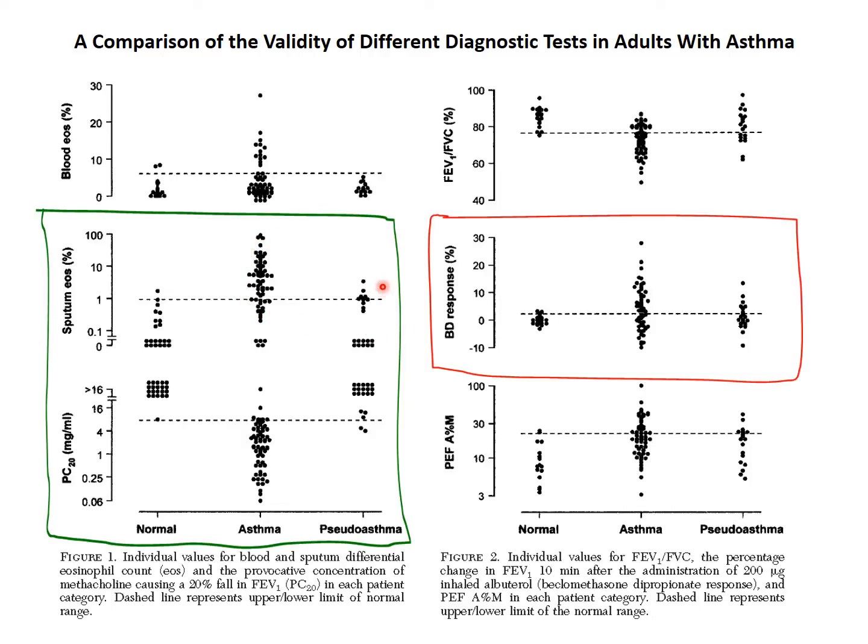And our pseudo-asthmatics, we've got a lot here with a low count, which would be negative, and then we've got some here which would be positive. It's a marker of inflammation, so some of those would later have positive tests for diseases which may have a higher eosinophil count, but not necessarily asthma.